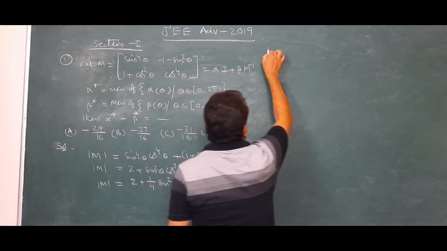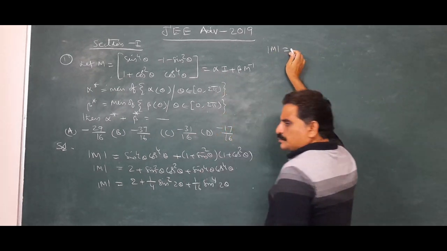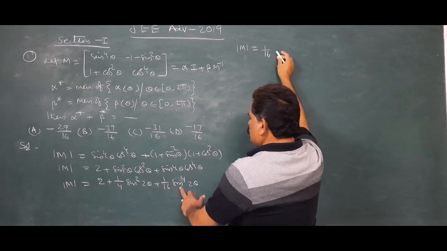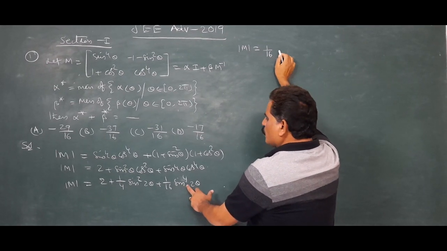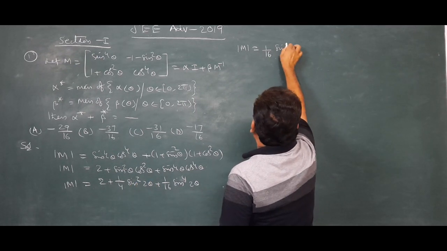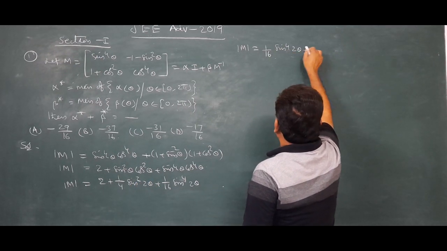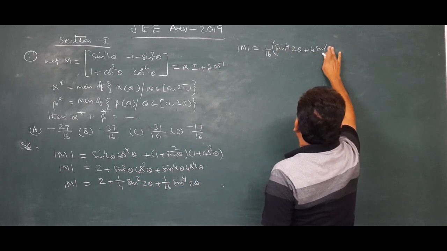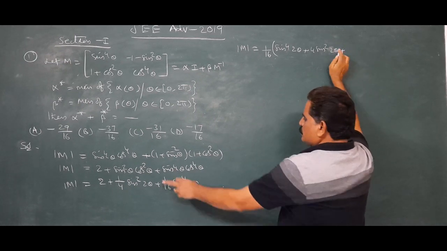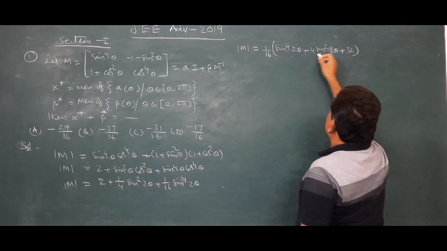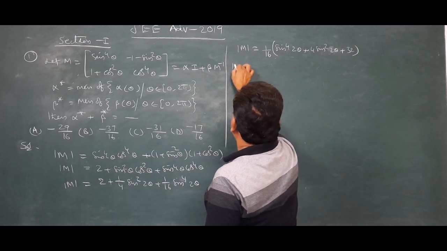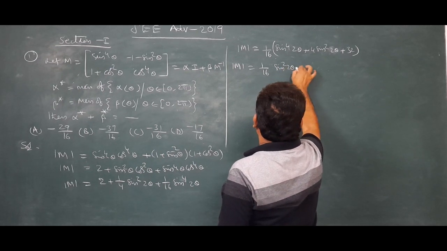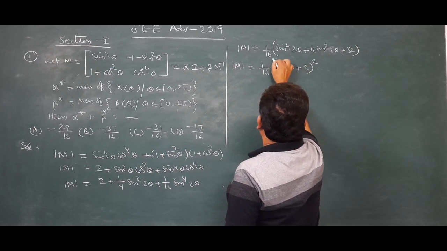So det M equal to 1 by 16, into 16 LCM, we are taking, sin power 4 2 theta plus 4 sin square 2 theta plus 32. That is nothing but det M equal to 1 by 16 into (sin square 2 theta plus 2) whole square.